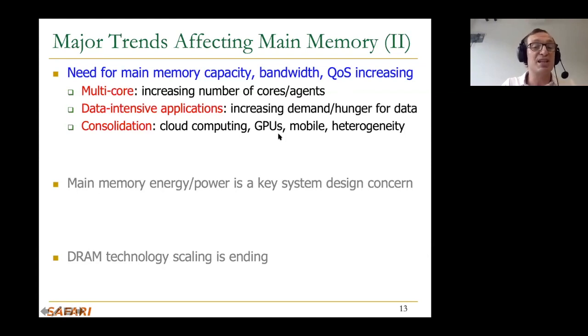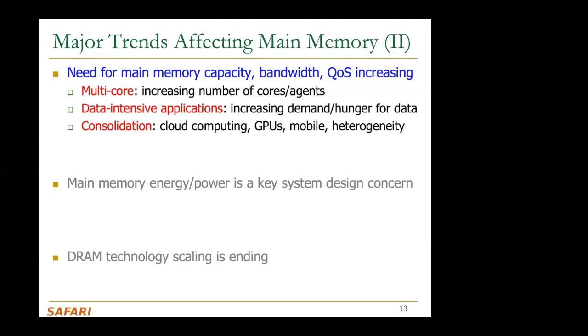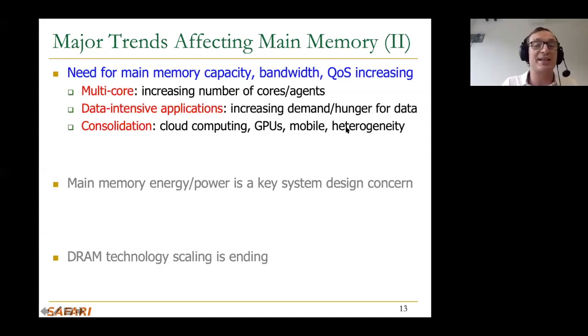This is also happening in GPUs. GPUs are running multiple kernels today. They're going to run multiple applications, and they're going to be even more sophisticated going into the future. Mobile systems also, heterogeneity, etc. Right? So these three things are really driving the requirements up. So let's examine some of these things.